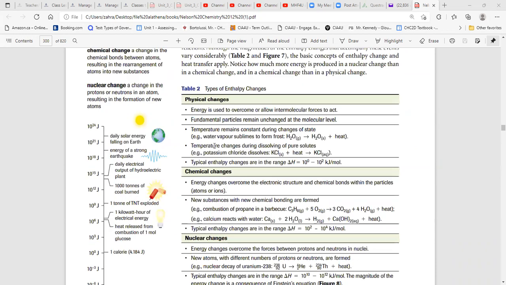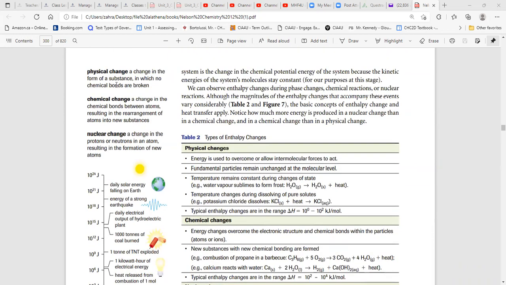You can look at this part that is talking about physical change, chemical change, and nuclear change. In a physical change, your substance will not change, just the phase will go through a change. Like this question: you have H2O gas, you are cooling that down, and it turns into ice in solid form. So heat is released there, you're taking away heat from that.